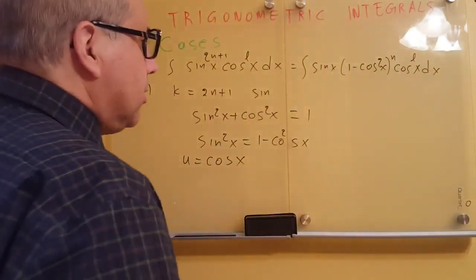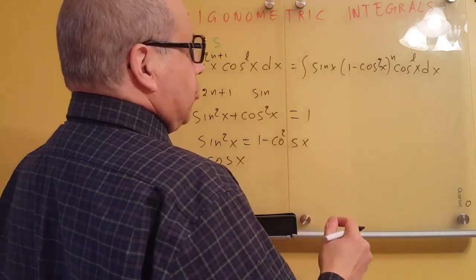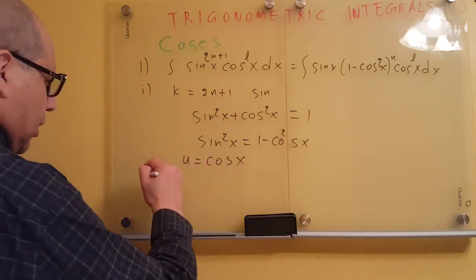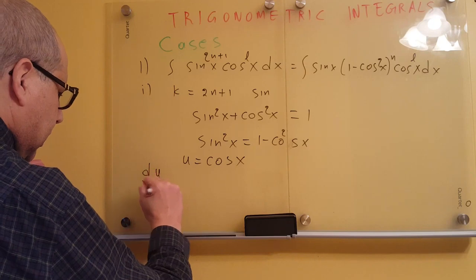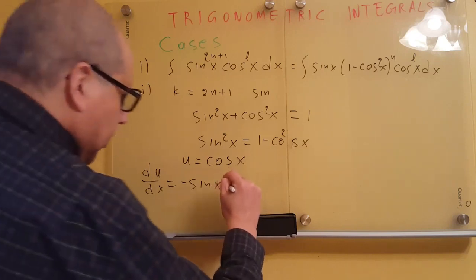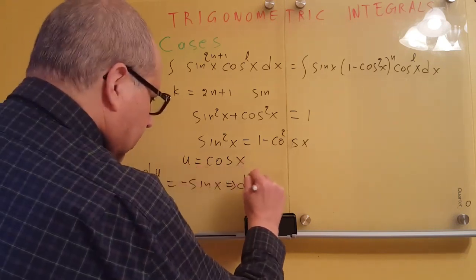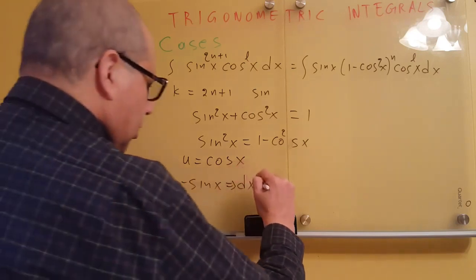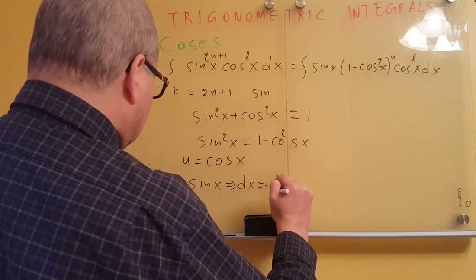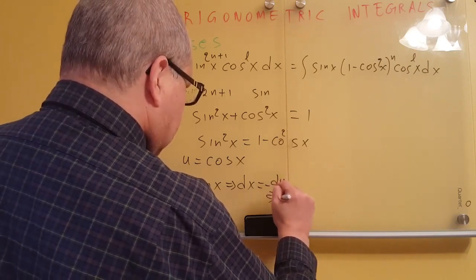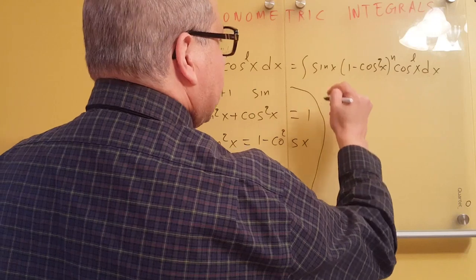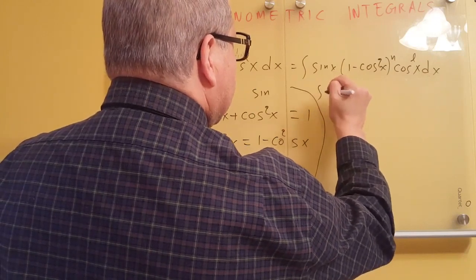Now, we said that we also substitute u equal to cos of x. That means that du over dx is equal to minus sine x. From that, if you solve for dx, you have that dx will be equal to minus du over sine x.